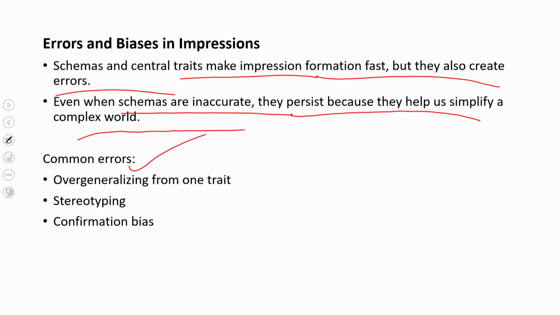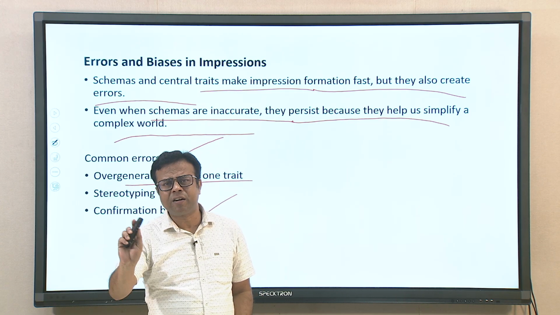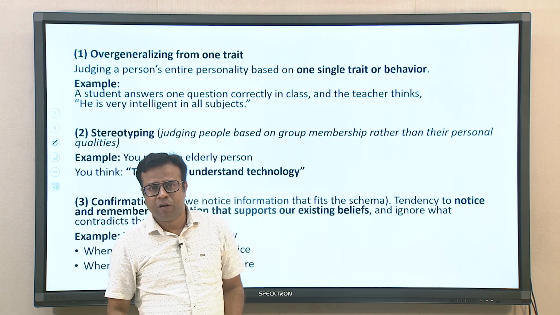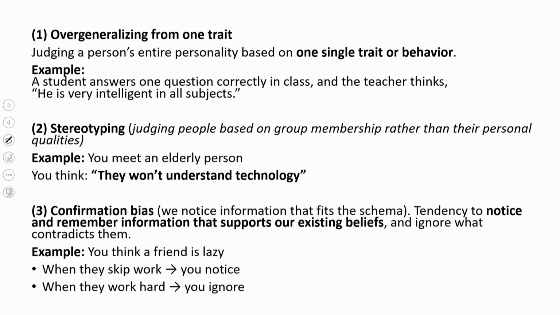Some of the common errors that we make in impression formation are overgeneralization from one trait, stereotyping, and confirmation bias. Let us see one by one. These are errors that we make in impression formation. First is overgeneralization from one trait: judging a person's entire personality based on one single characteristic, which may stand out.